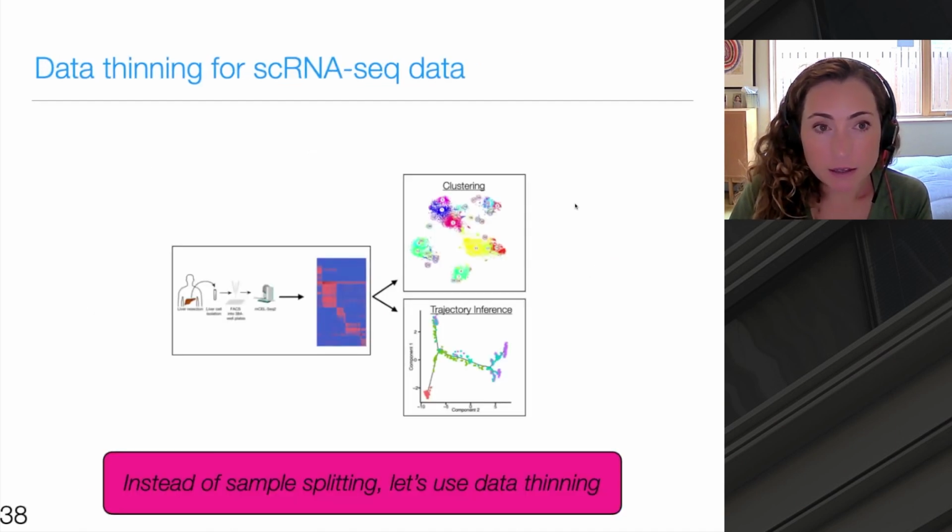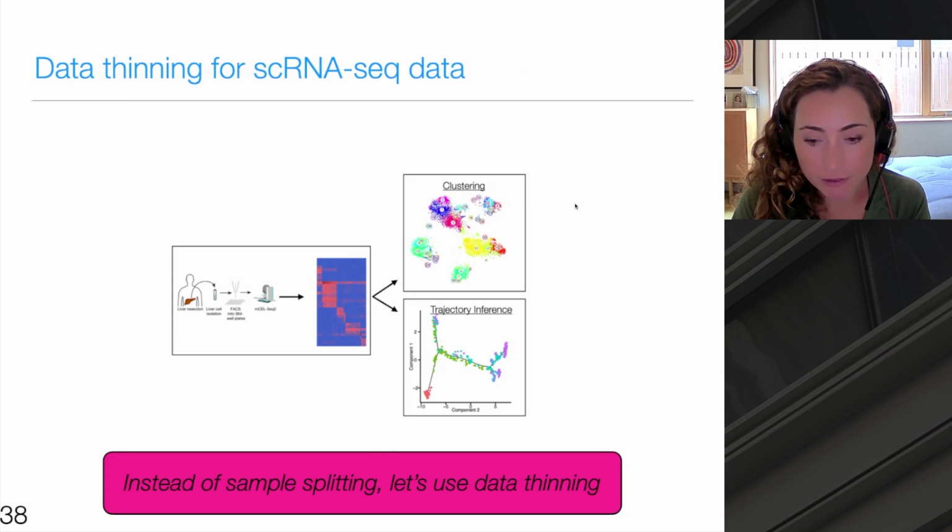Okay, all right, so finally, I'm going to talk about how we can combine these ideas to solve an open problem in single-cell RNA sequencing. It involves doing clustering or learning a low-dimensional representation of our data, and then testing the null hypothesis that each gene is associated with the cluster or the low-dimensional representation. But we've seen that sample splitting won't work here, so we're instead going to use data thinning.